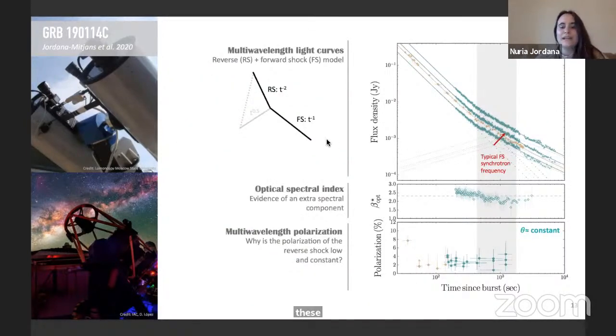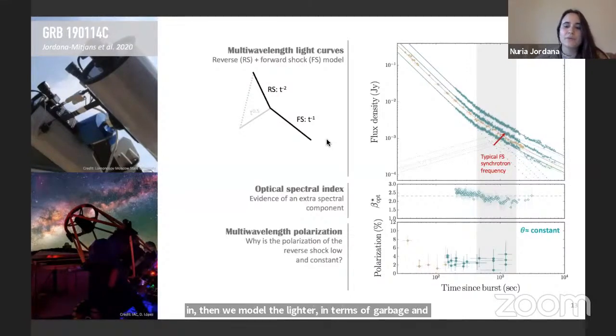Then we modeled the light curve in terms of a reverse and forward shock model. It was interesting because we could see how the forward shock synchrotron frequency was crossing the bands. So this was a hint that we were in the case of a reverse-forward shock model. Also, the optical photon index showed a decreasing behavior, which is not expected from forward shock alone. So we could guess that there was an extra spectral component. Then the issue was why the polarization for the pure reverse shock is so low, and it's only high in the very beginning.